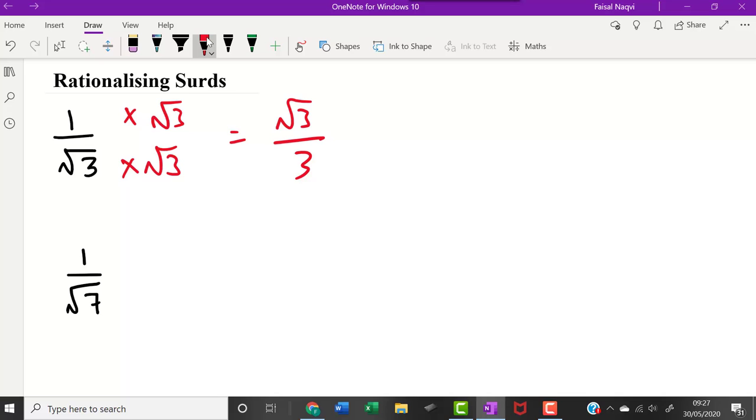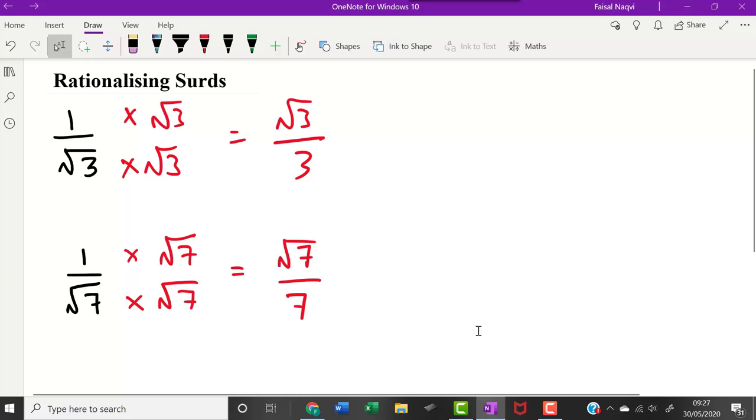In the second one, I've got 1 over root 7. The way I get rid of the root 7 from the bottom, the way I rationalise this, is I multiply by root 7. If I multiply the bottom by root 7, I have to multiply the top by root 7. 1 times root 7 is root 7, and root 7 times root 7 is 7. I can't simplify this anymore, so that's the final answer.